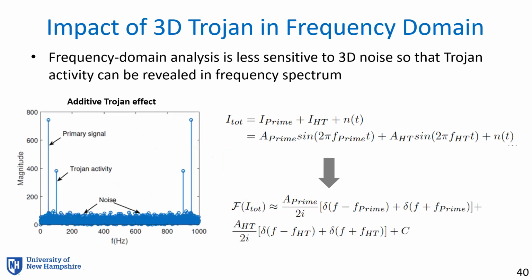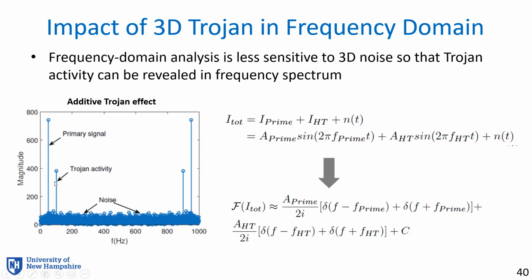All right, because the Trojan detection approach in time domain is not that effective, we switched to frequency domain analysis, because we noticed that frequency domain analysis is less sensitive to the 3D noise, so the Trojan activities will be more obvious in the frequency domain than the time domain. Right here is the analysis. The top equation is a model. We assume that the current is composed of the primary signal, hardware Trojan, and some noise, and we're assuming that this primary signal is a sine wave. Then once we do the Fourier transformation, it's very clear how the Trojan activity affects the frequency.